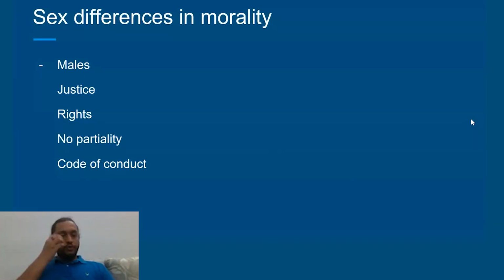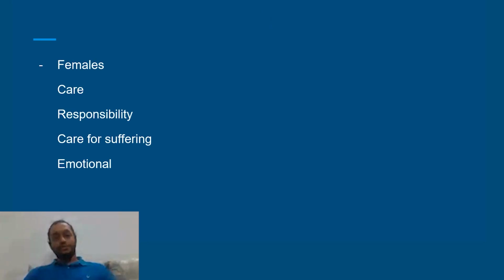Right? People who followed Kohlberg, and later, based on Kohlberg's theory, when they did research, they found that there are major sex differences in terms of understanding morality. For males, morality is based on justice, rights, no partiality, code of conduct. Whereas for females, morality is based more on care, responsibility, care for suffering, and emotional needs, right? And this is what they found. But then theorists were like, oh, this cannot be true. Like all females will not be this way, all males will not be this way, right?